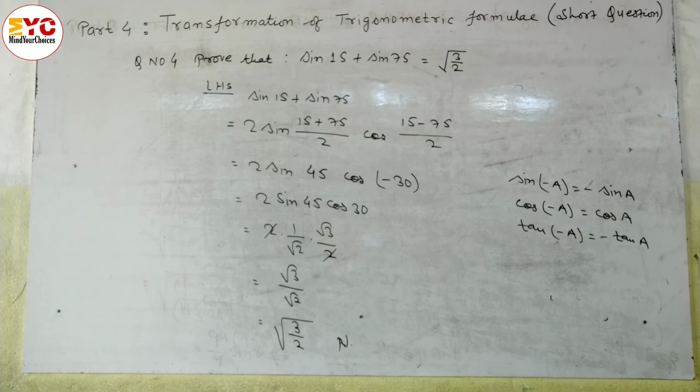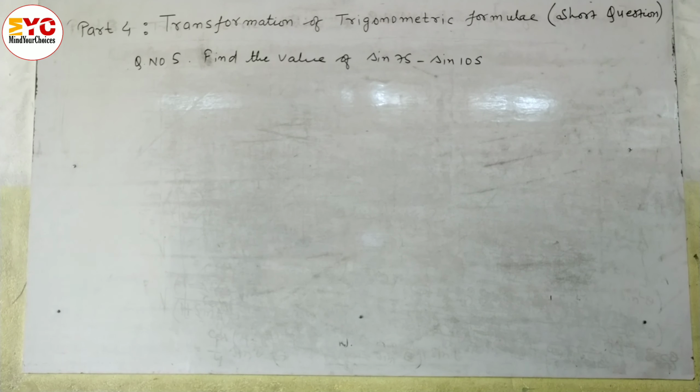Now look at question number 5, which is: find the value of sine 75 minus sine 105. Here no need to prove, we have to find the value. You will get questions in this form also.